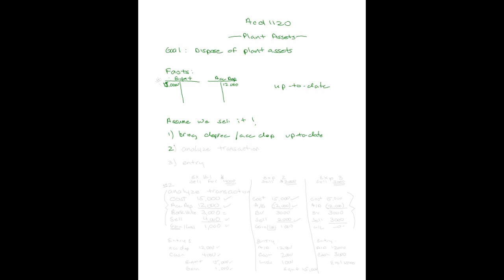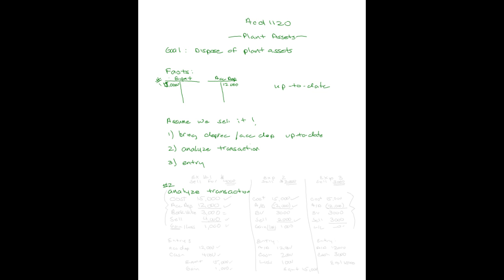That's the first thing. The next thing you need to do is to analyze the transaction, so you can wrap your head around what you're doing. And then the third thing is to make an entry. So in our facts, I've already done number one for you. We've brought depreciation and accumulated depreciation up to date. Let's do number two. Let's analyze this transaction, and from that, we'll make our journal entry. So number one is already taken care of, and we're now down to step two, analyze the transaction.